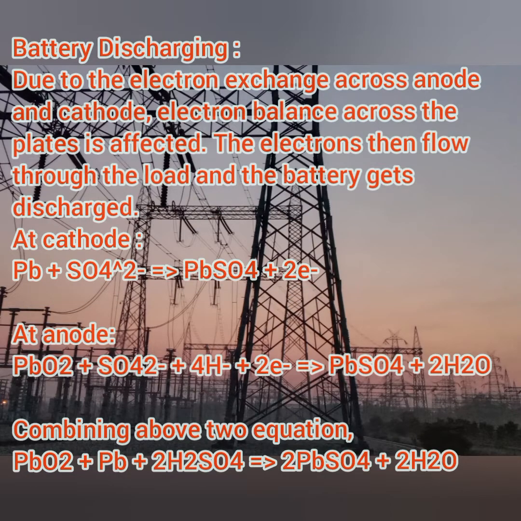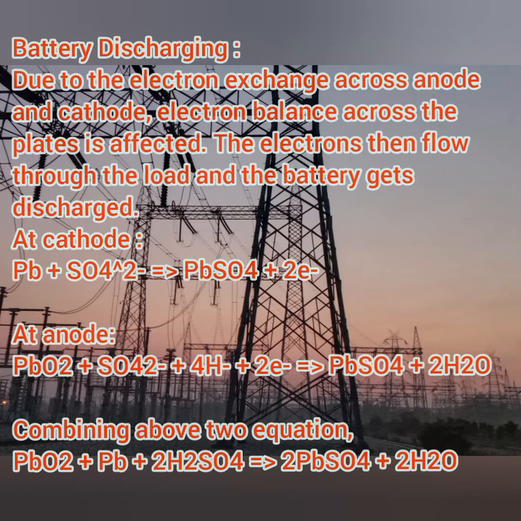Next is discharging the battery. Due to the electron exchange across the anode and cathode, the electron balance across the plate is affected. The electron then flows through the load and the battery gets discharged. So whenever the load is connected, automatically some imbalance takes place in your batteries. Then it causes the free electrons to move towards the load, and it converts chemical energy into electrical energy and feeds the load.